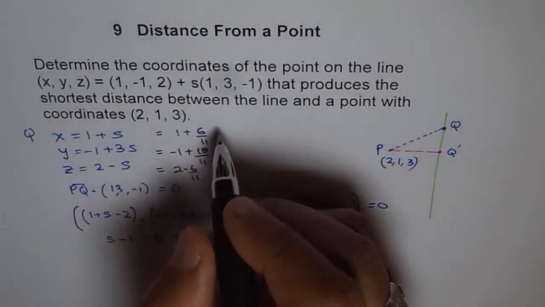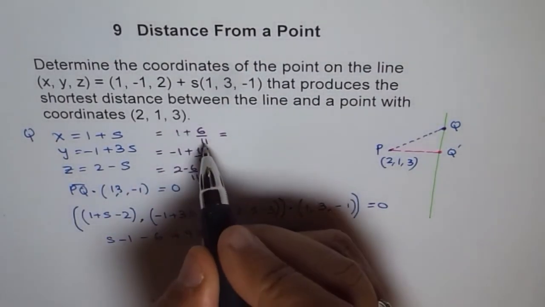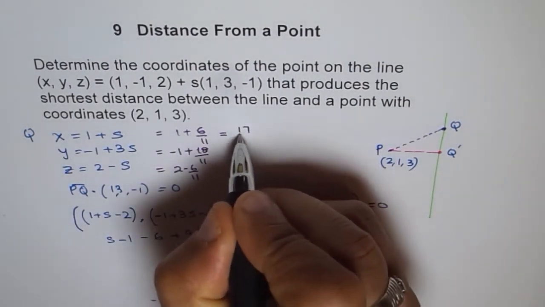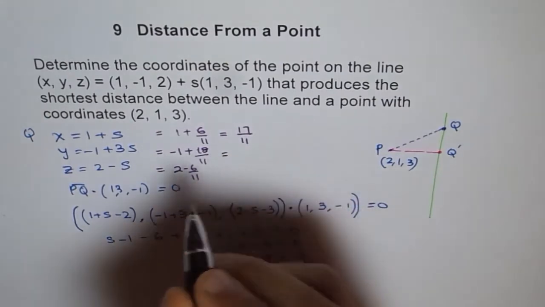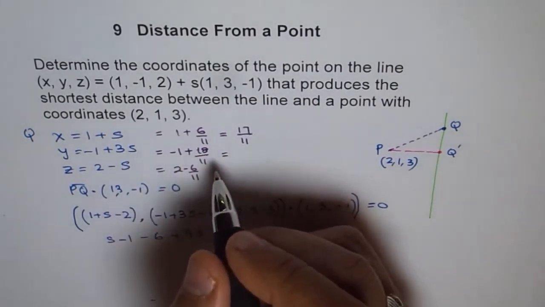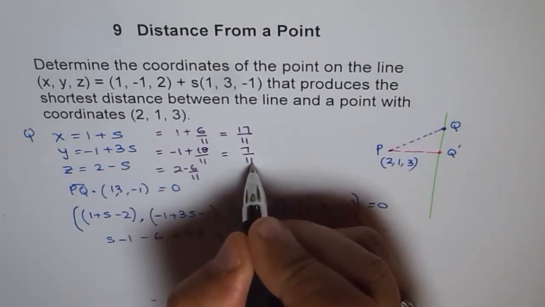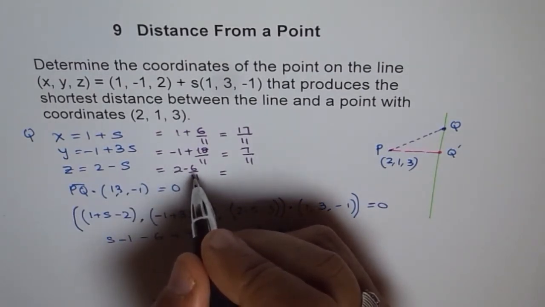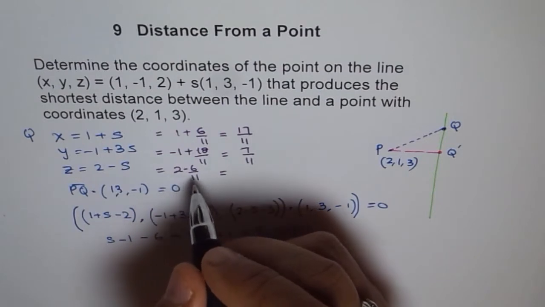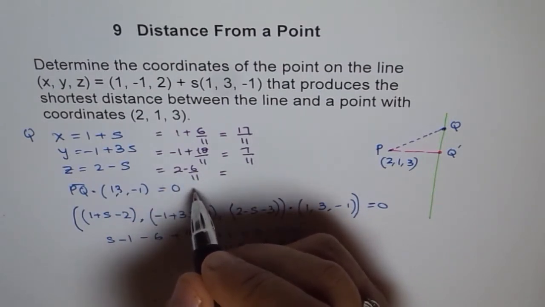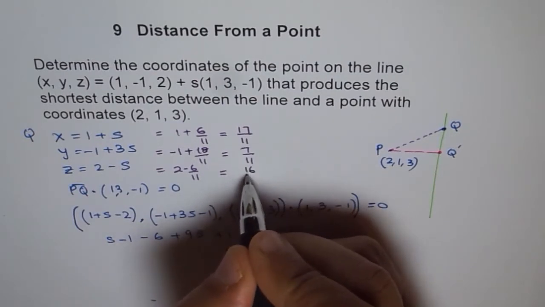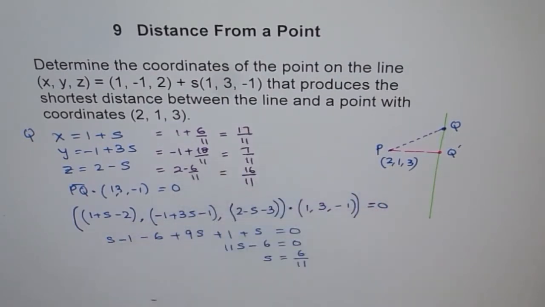So this could be simplified. I mean, fractions could be solved. 11 times 1 is 11. 11 plus 6 is 17 over 11. And here minus 11 from 18 will give us 7 over 11. And here 11 minus 6, 11, this is 22, sorry. 2 times 11 is 22. 22 minus 6 will give us 16 over 11. So these are the coordinates of our point Q, right?